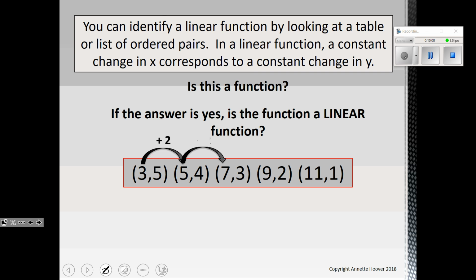3 to 5 is plus 2. 5 to 7 is plus 2, 7 to 9 is plus 2, and 9 to 11 is plus 2. So we do have a constant change in the domain. Let's check the y values.